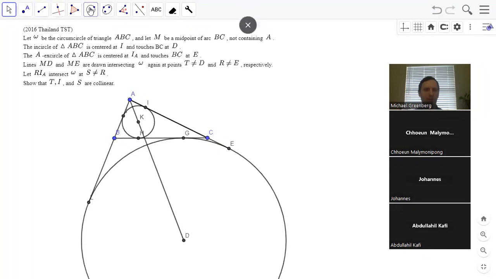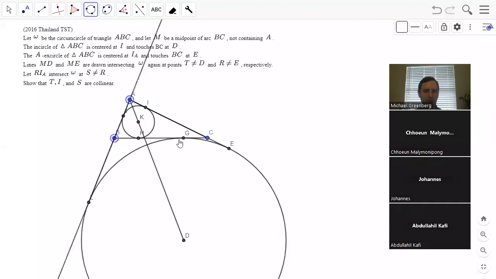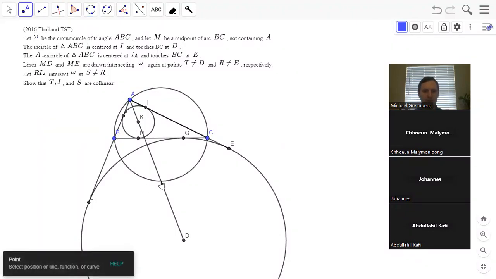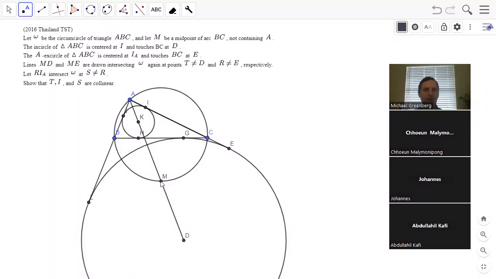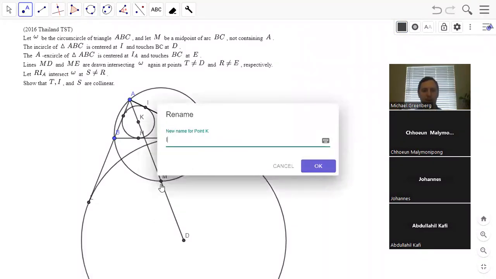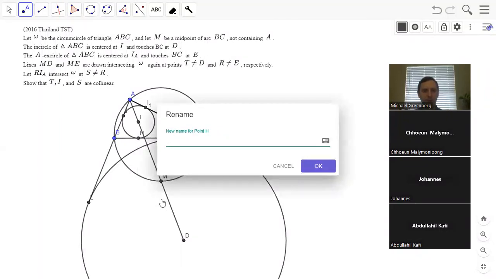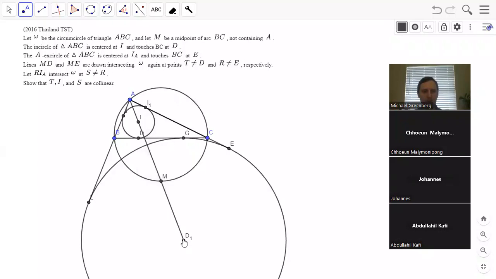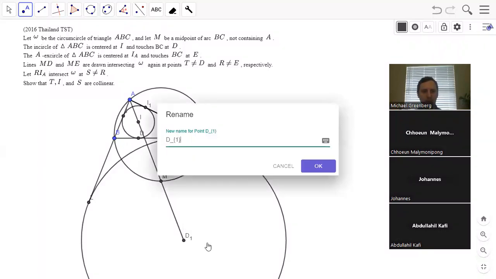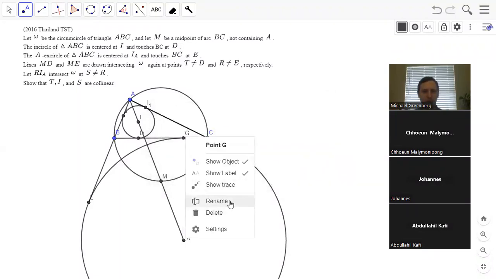Let's draw the circumcircle. It's going to intersect this line at the midpoint of BC, which is M. And the incircle is centered at I, so I got to rename it, which touches BC at D. The excircle is centered at I_A. It touches BC at E.